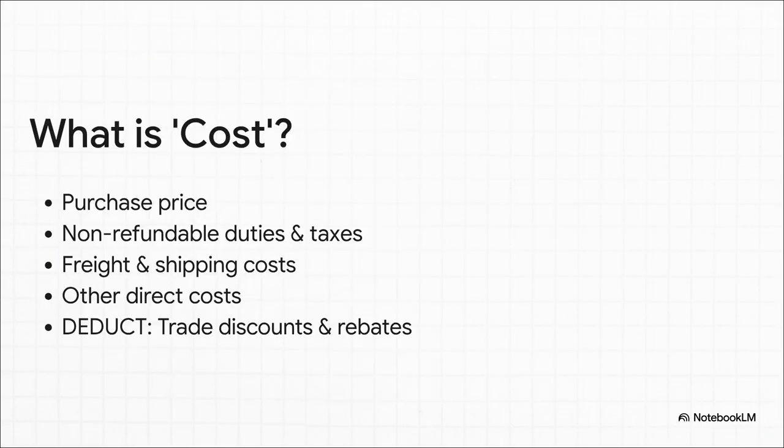But what exactly makes up the cost? It's not just what you paid for the raw materials. The official guidance is pretty clear. You also have to include any taxes you paid that you can't get back, and the shipping cost to get the materials to your workshop, and pretty much any other direct cost to get it ready. And this is crucial. Don't forget to deduct any trade discounts or rebates you received from your supplier. That lowers your actual cost.